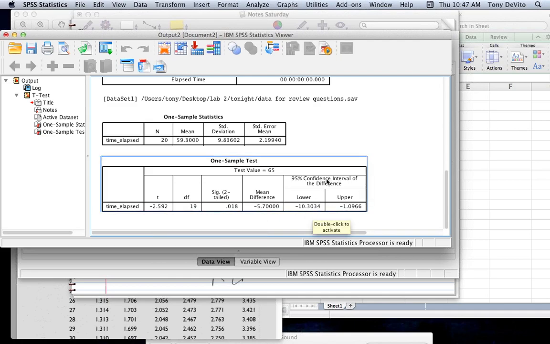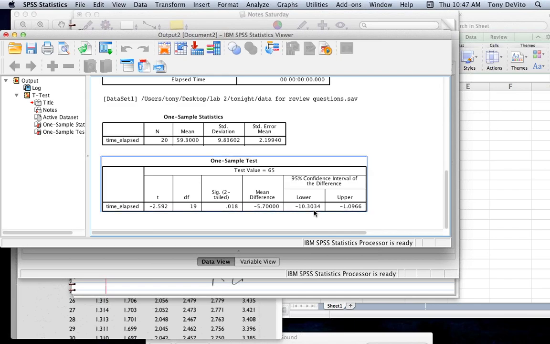This part over here is the 95% confidence interval, two means being different. Mu1 minus mu2 is equal to 0. SPSS calculates that, and it says, well, the mean difference between these two groups is 5.7. In other words, 65 minus whatever, 59.7. That's where that came from. And it says that the confidence interval for the difference is -1 to -10. So our null hypothesis was that the difference was 0.